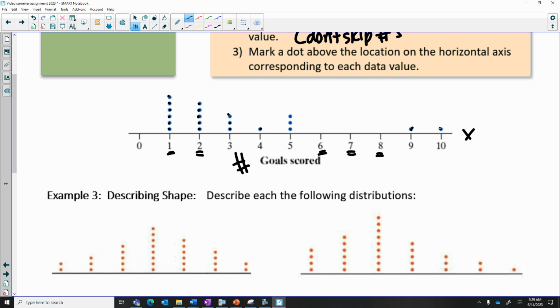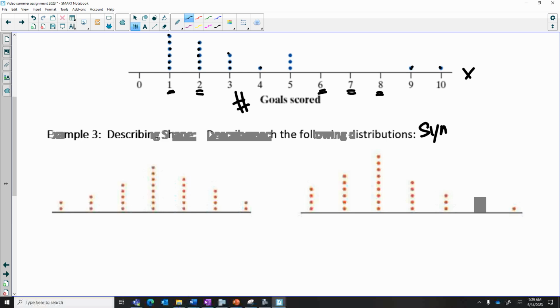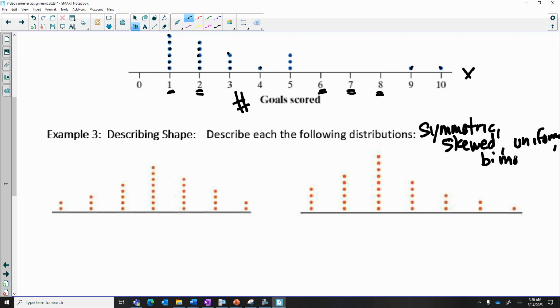So we can describe the shape of the distribution by using the words either symmetric or skewed. Symmetric or skewed, okay? We can also use the word uniform, and we can use the words bimodal or unimodal. And we could also use the word gap. All of these words play a role in describing, okay?